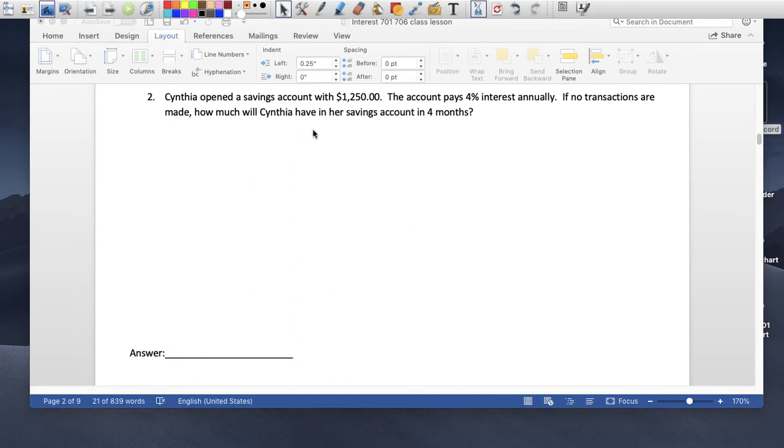Number whatever this is. So Cynthia opened a savings account with 1,250. So let me write this first. Account pays 4% interest. There's no transaction. She doesn't touch the money. In other words, how much will Cynthia make or earn? How much will the bank pay her after 4 months? So the interest is what we need to find. So that's going to stay I.